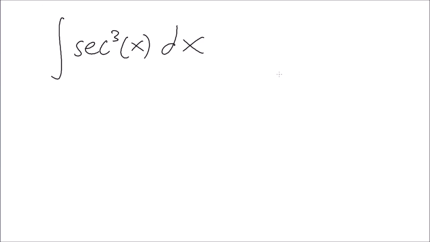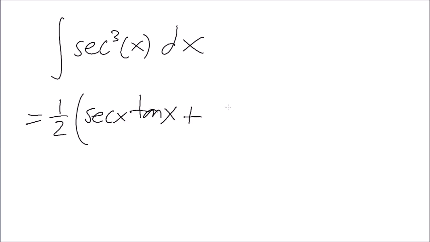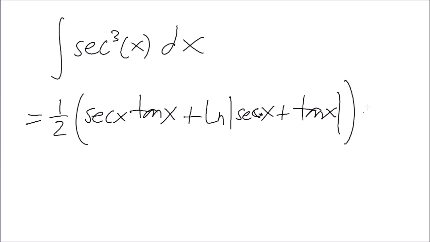All right. So what do we do here? This is an integral that you should have memorized. If an integration bee gives you this, don't actually do it. Answer it with your memory. This is equal to a half of the derivative of secant x, which is secant x tangent x, plus the integral of secant x, which is ln of secant x plus tangent x, plus c. All that times a half, so don't forget this half.